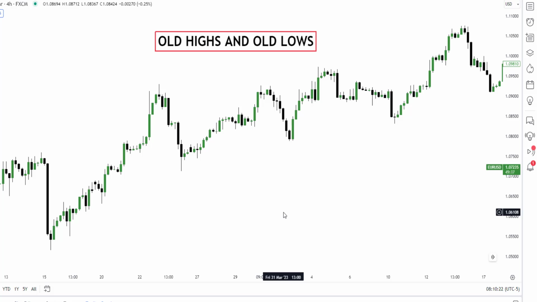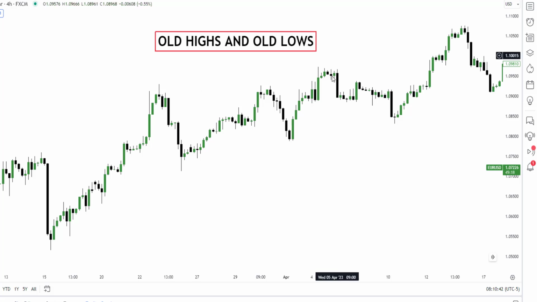So in this particular video, I'll be discussing what exactly is an old high or an old low with you. They are basically a simple concept you understand. Whenever you have price moving, you create highs and lows. So as soon as a high is violated, it becomes an old high.